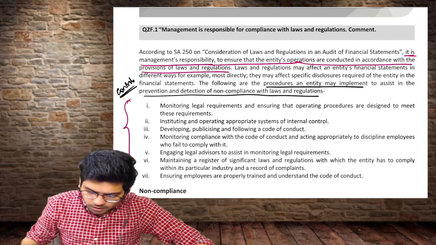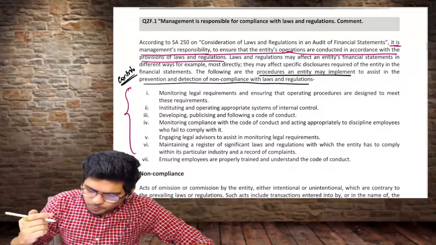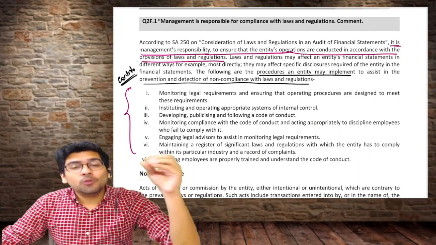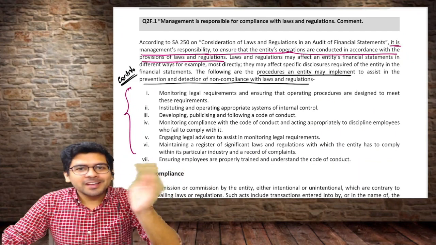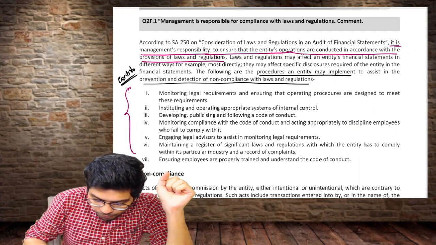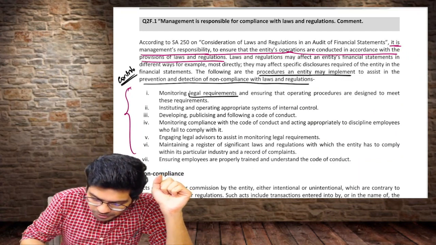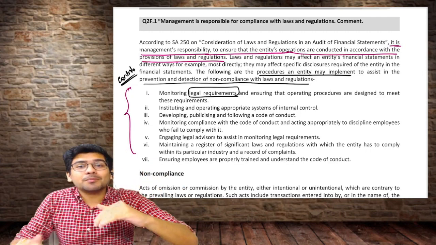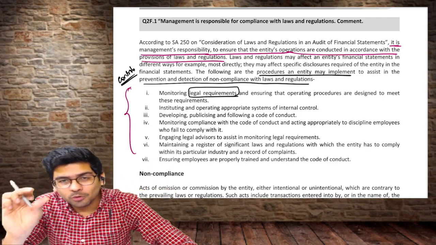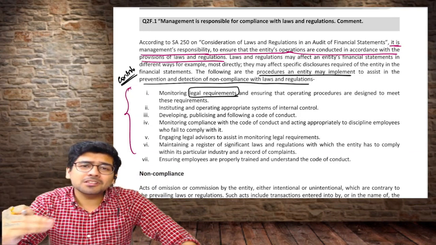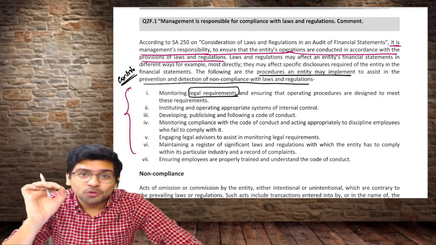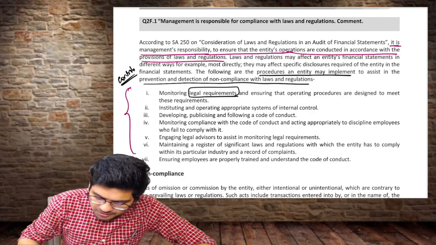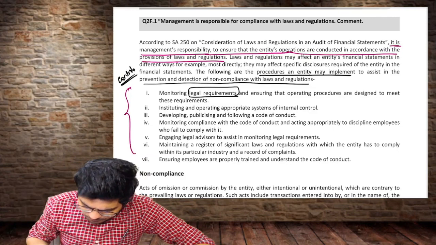So let's understand the points now. First point is, see, the management first should be knowing what are the laws applicable to them, then only they can think of complying with them, right? So monitoring legal requirements and ensuring operating procedures are designed to meet these requirements. So the first thing that the management needs to ensure, we are reading the controls, is they need to know their legal requirements. And as per these legal requirements, just a moment.